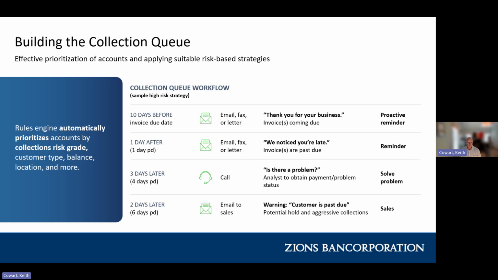And then potentially 2 days after that, an email to sales letting them know, hey, warning, this customer is past due. We're not getting any response from them. So potentially we're going to put them on credit hold and might go into more aggressive collection actions. So again, this is an example of a high risk strategy, but there's flexibility in how these happen. So this allows you to use some automation and then make sure that you're getting multiple touch points to these high risk customers.